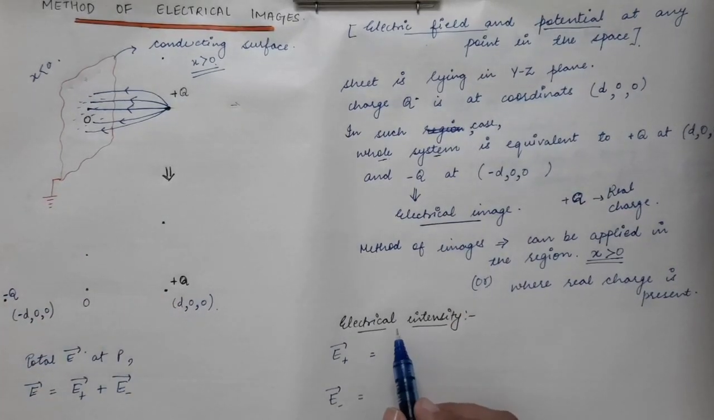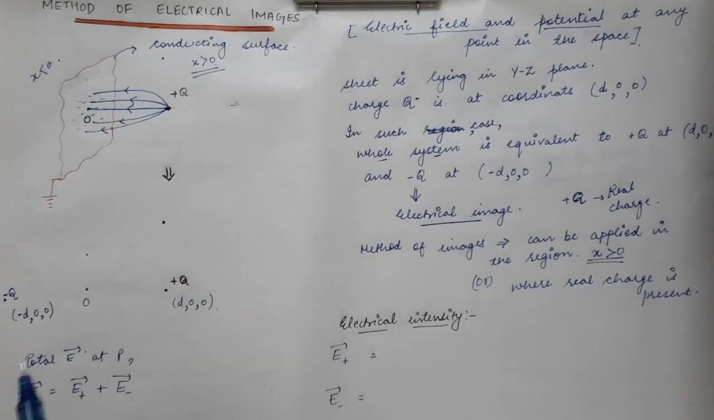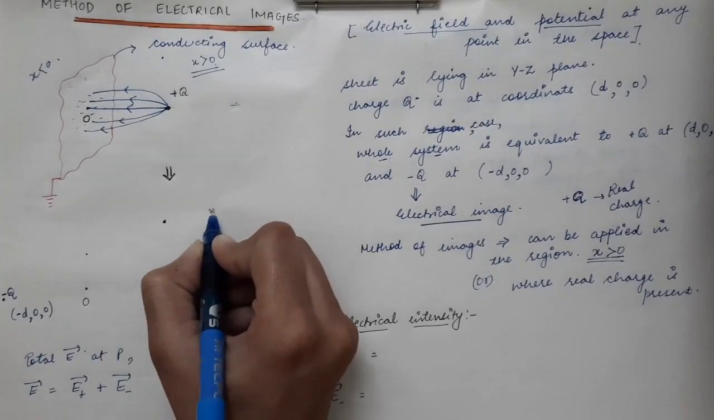So now we are going to find out the electric field intensity, let's say at this point. We already know at this point x will be greater than 0.